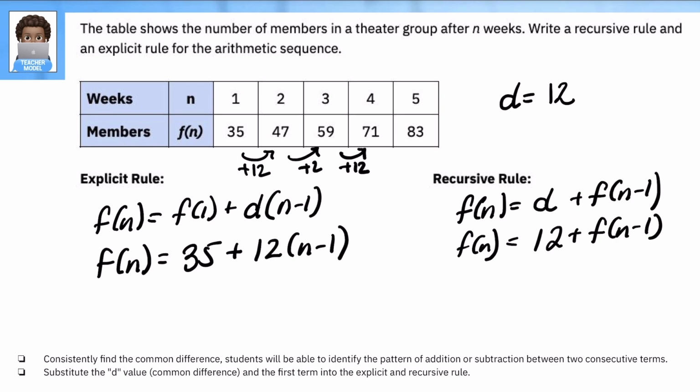All right, that's it for today's lesson. Use this to practice finding a common difference, and I will say that using the explicit rule to find the nth term when it is a larger number would be most helpful.